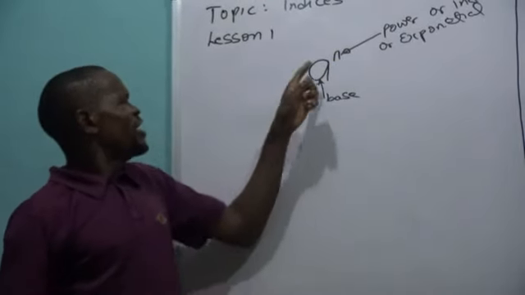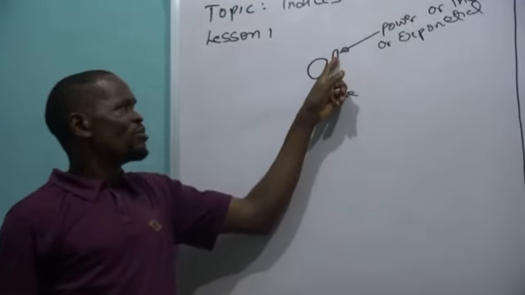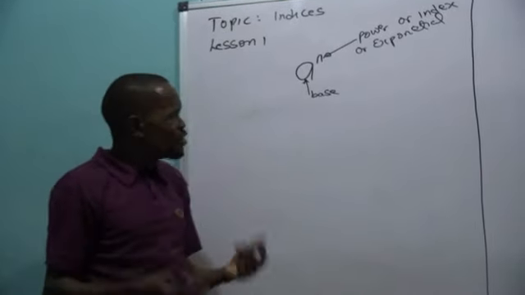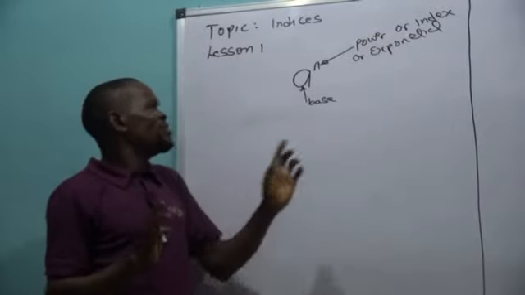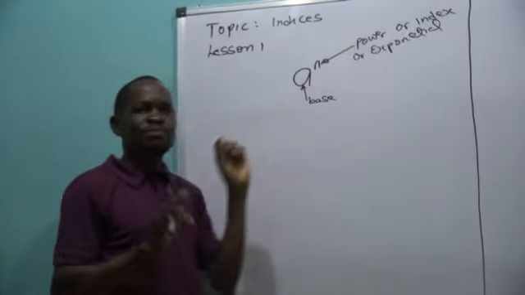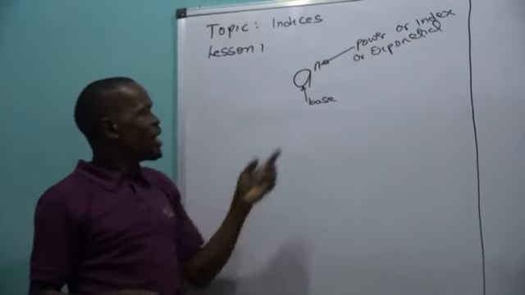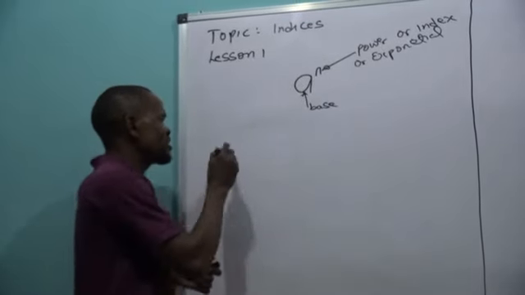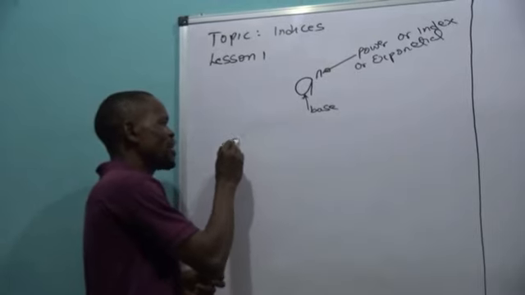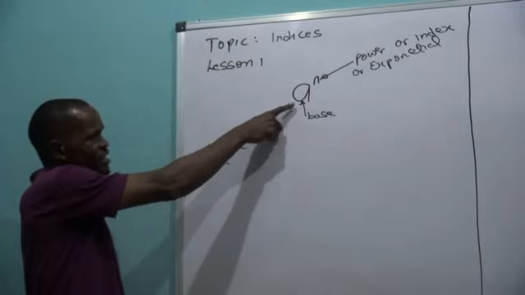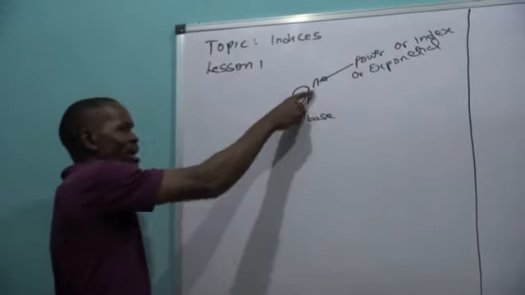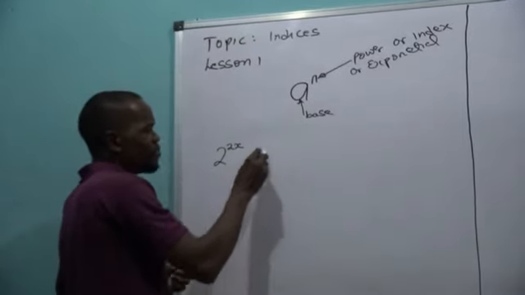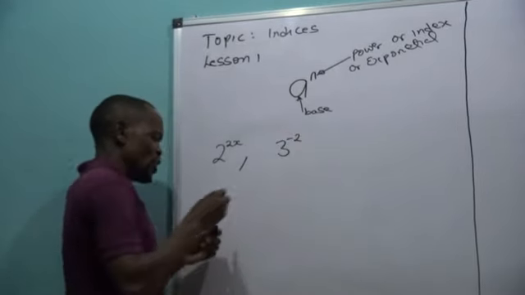As you can see, this is a variable, and this is a variable. This one can take any number. It can take minus 2, it can take x, it can take 2y, it can take 1 over 2. That does not concern me. What concerns me is that whatever this takes to be, I know it as power, or index, or exponential. And whatever this takes to be, I know it as the base of this power. For instance, if I have 2 raised to the power 2x, right now this is the base, which is 2. This has turned to be 2x, which I know as the power of this 2.